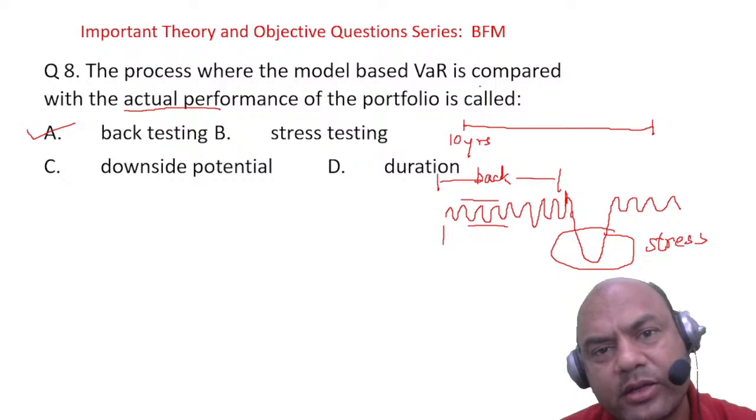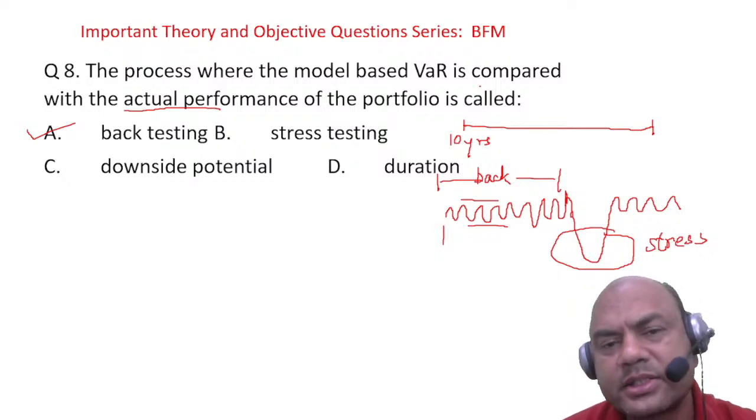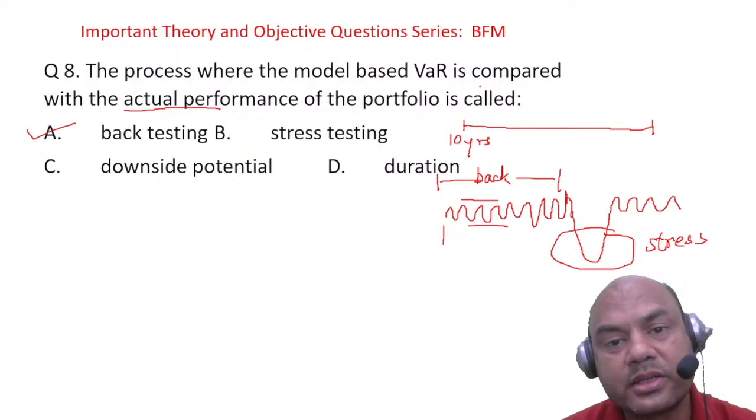Back testing is used for limited purposes, for normal trading conditions. Normal trading. I can't use back testing for extreme trading conditions. We call it tail theory. We can't use it for extreme conditions.